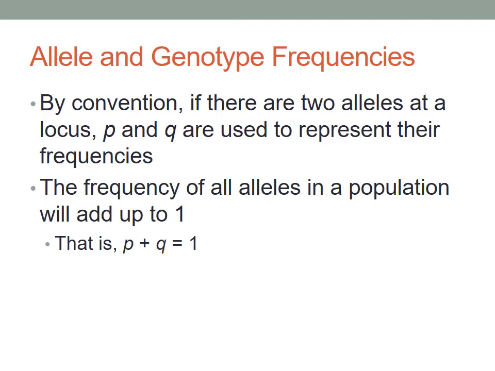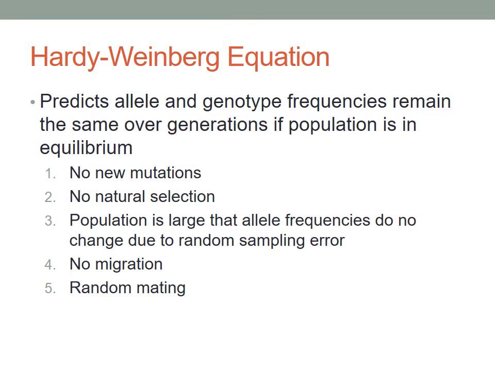In allele and genotype frequencies, by convention, if there are two alleles at a locus, P and Q represent their frequencies. And the frequency of all alleles in a population therefore has to add up to 1, which means that P plus Q equals 1. And you may remember last time we talked about the Hardy-Weinberg equation. The Hardy-Weinberg equation predicts the allele and genotype frequencies will remain the same from generation to generation if a population is in equilibrium. And that Hardy-Weinberg equilibrium is that P squared plus 2PQ plus Q squared equals 1, and also that P plus Q equals 1 is part of this too.